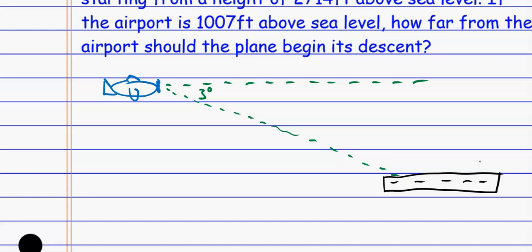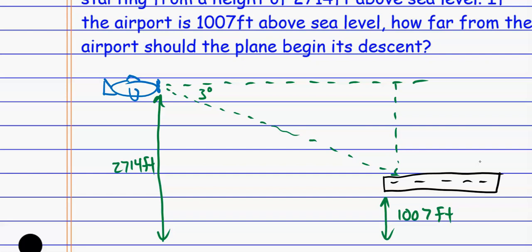And so when we think about this, if this guy is 1,007 feet above sea level, and the plane itself, we want to start this descent when it's 2714 above sea level. The question is, let's look at this piece of the triangle, okay? And so when we're thinking about that, we want to know how far above the airport the plane is, okay?